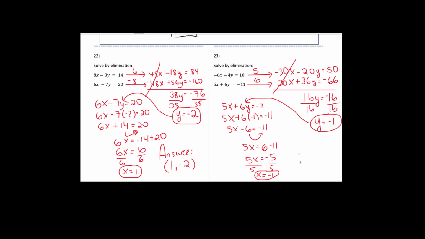So that means my answer for this problem is negative 1 comma negative 1. And there you go. Let's go on to the next problem.